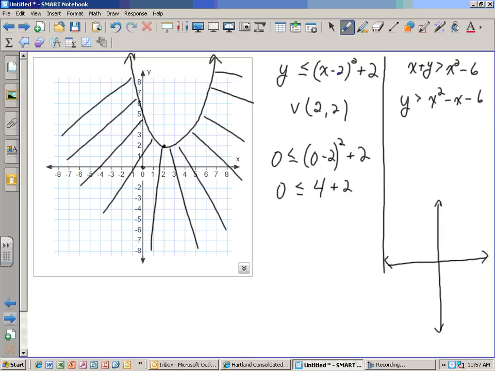When x is 0, what is y going to be? Negative 6. Putting in 0 for x, y will equal negative 6. So it'll be down here. I know it's going to open upwards, Mike, because it's positive x squared.